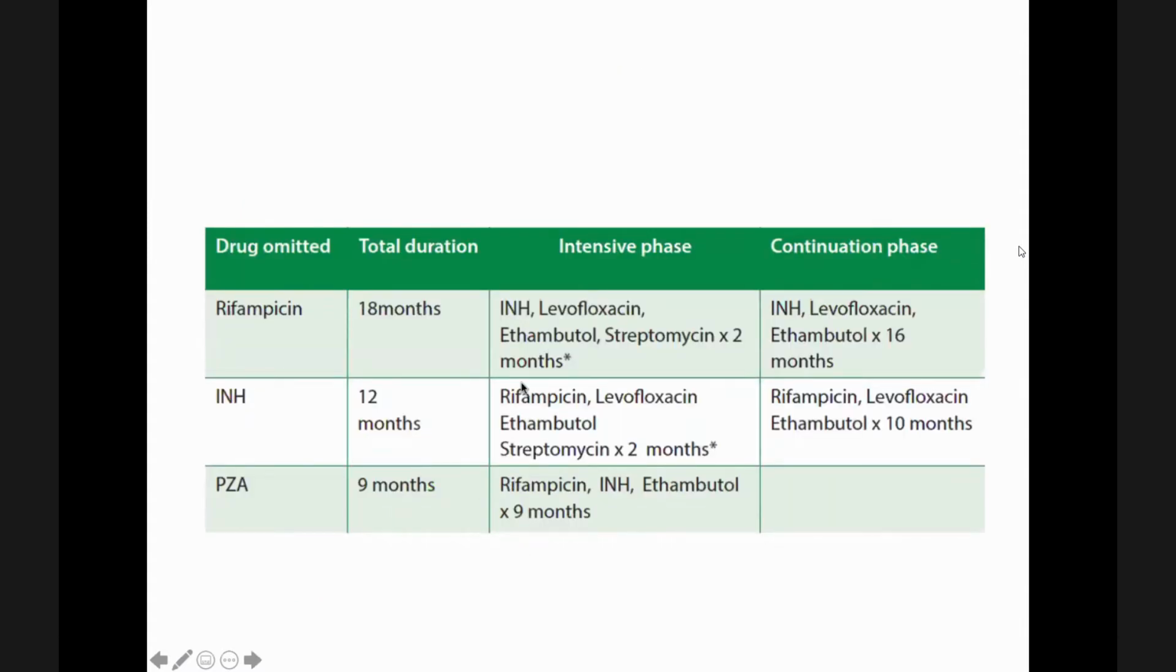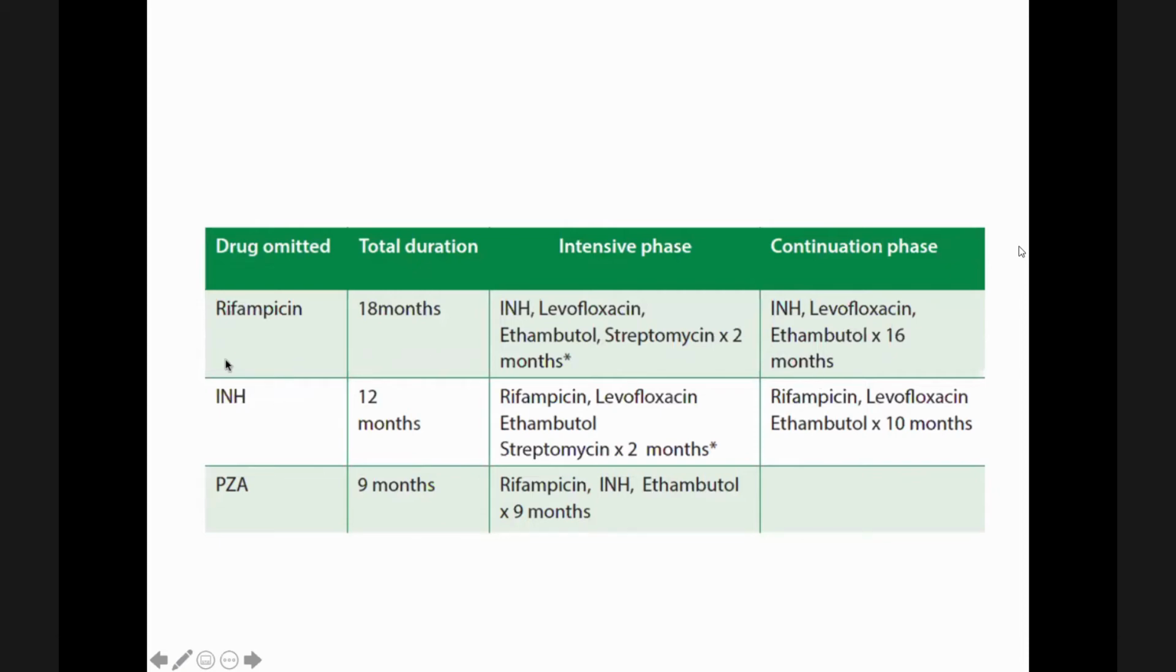What they have seen is, if rifampicin is omitted, that is, after adding rifampicin the LFT increases, then you give 18 months of total treatment, with an intensive phase of isoniazid, levofloxacin, ethambutol, and streptomycin for 2 months, and a continuation phase of isoniazid, levofloxacin, and ethambutol for 16 months.